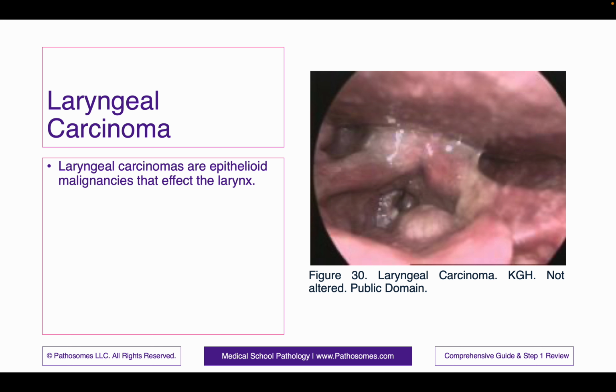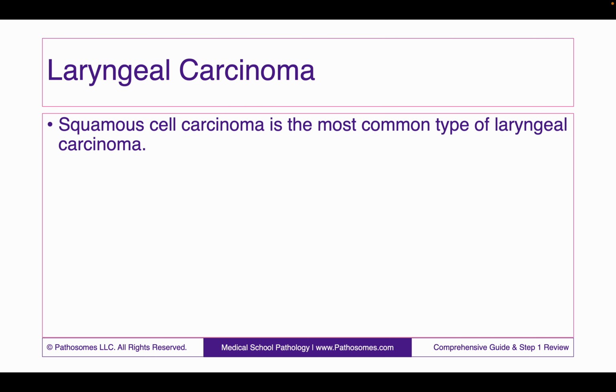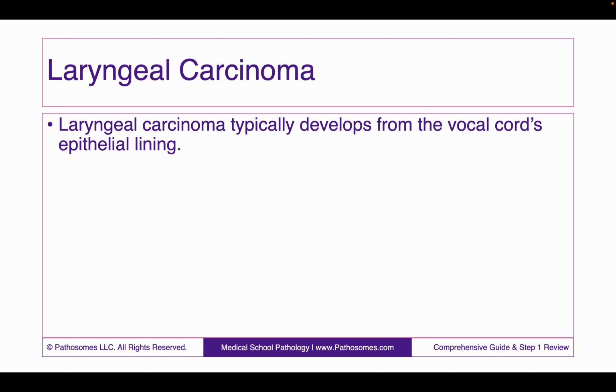Now let's talk about an entity that is seen a lot. This is laryngeal carcinoma. Laryngeal carcinomas are epithelioid malignancies that affect the larynx. Squamous cell carcinoma is the most common type of laryngeal carcinoma. Laryngeal carcinoma typically develops from the vocal cord's epithelial lining.